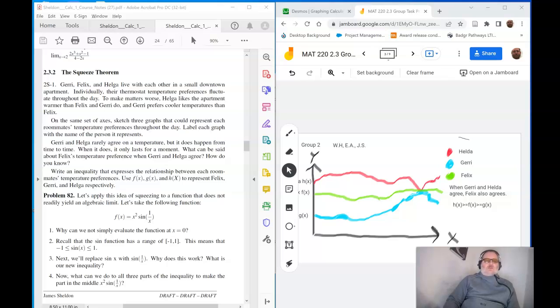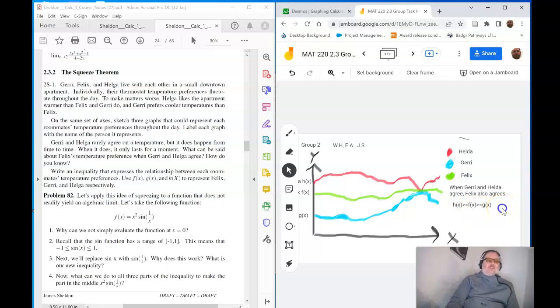In the apartment temperature problem, we had three people, Jerry, Helga, and Felix. And we knew Helga liked the apartment warmer than Felix and Jerry did, and Jerry prefers cooler temperatures than Felix. And so we could write that as a series of inequalities. Helga is greater than or equal to Felix is greater than or equal to Jerry.